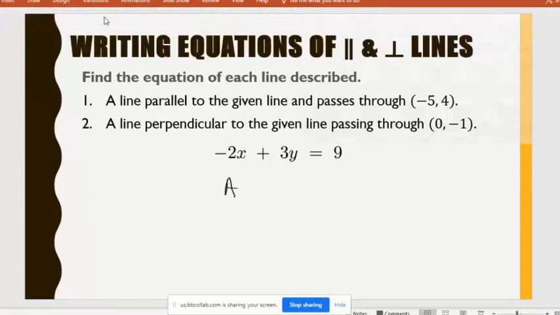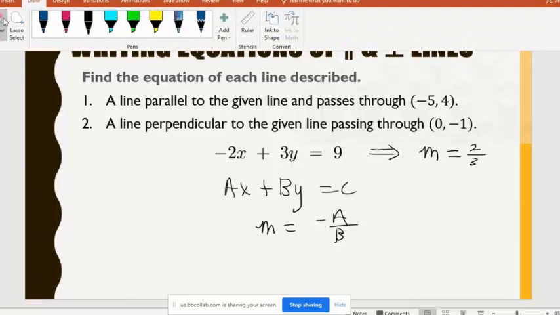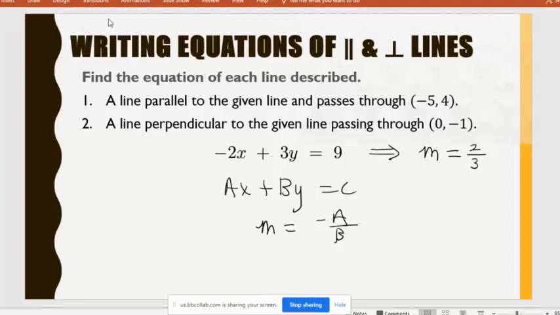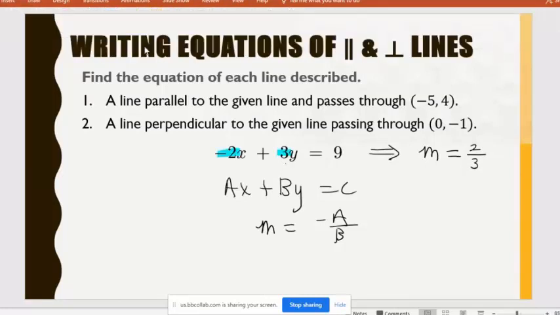Okay, so if your form is ax plus by equals c, the slope of the line is going to be negative a over b. So that means the slope of this line, m, was -2 over 3, but change the sign, so 2/3. So coefficient of x divided by the coefficient of y, and change the sign. That is right. If they're all positive, then make it negative. That's right, negative slopes.